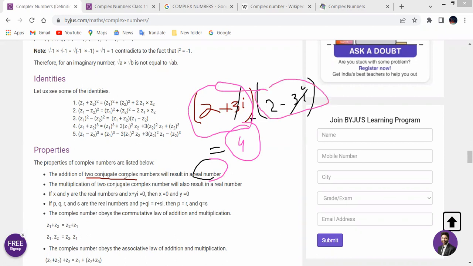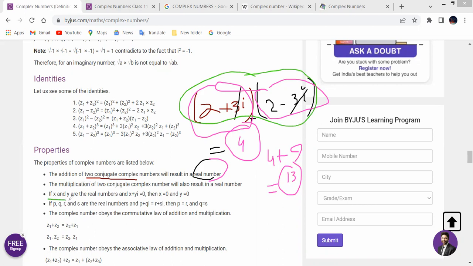Similarly, the multiplication of two conjugate complex numbers will result in a real number. If we multiply these two, our result will be 4 plus 3 threes are 9, so this will be equal to 13. If we multiply these two numbers, our result will be equal to 13.